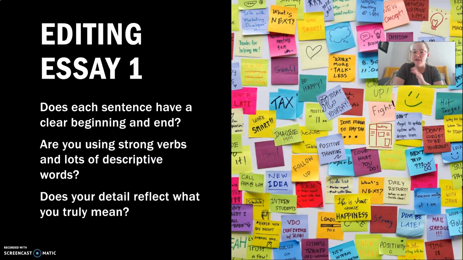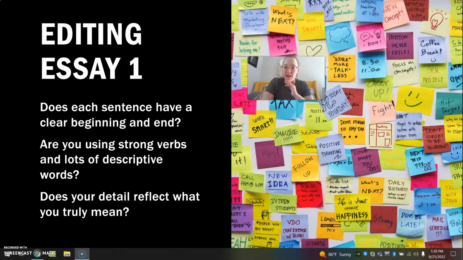Next, editing. So this is actually what a lot of people think of when they think of revision. But editing is when you look at each sentence, you go from start to finish and look at things like your sentence structure, grammar mistakes, your punctuation, your capitalization, your use of particular words. So for this first essay, I am just kind of looking for, do your sentences have a clear beginning and end? Are you using strong verbs and strong descriptive words? And do you have enough detail to really tell me about your experience?